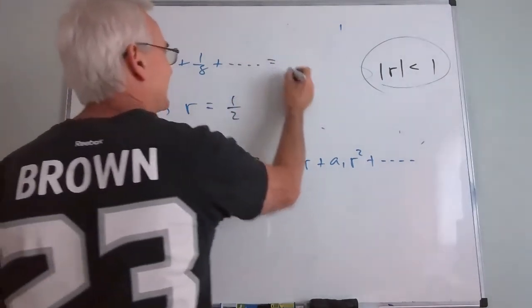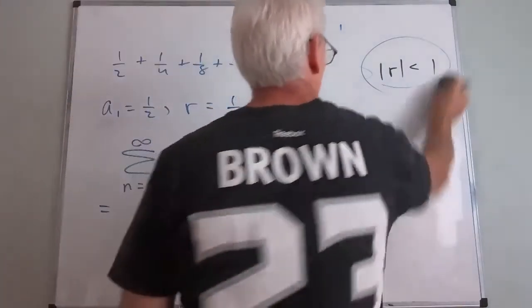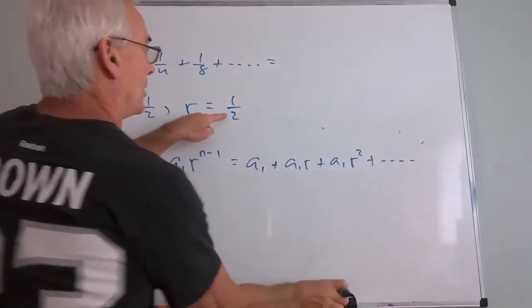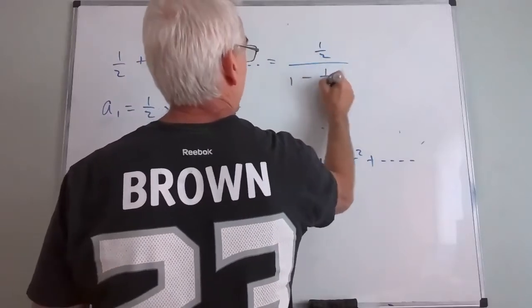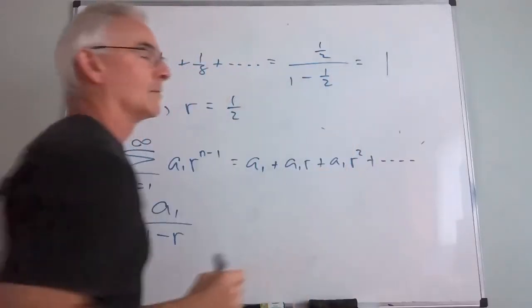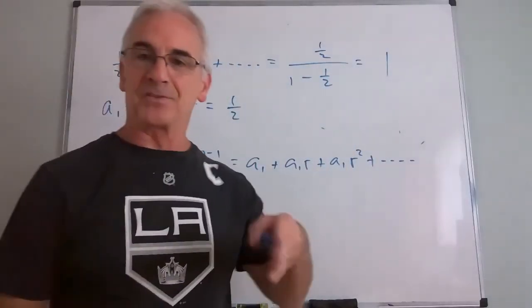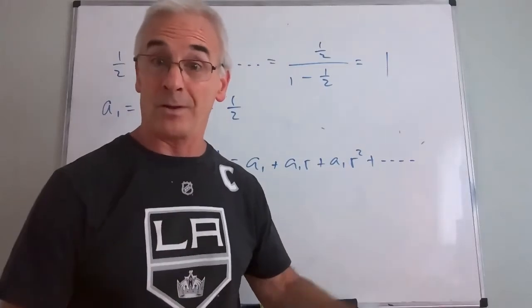So can I say this is equal? Can I actually calculate this? Well, the R is smaller than 1. So according to this formula, it's a half over 1 minus a half, which is 1. If I add this up forever, I get 1.